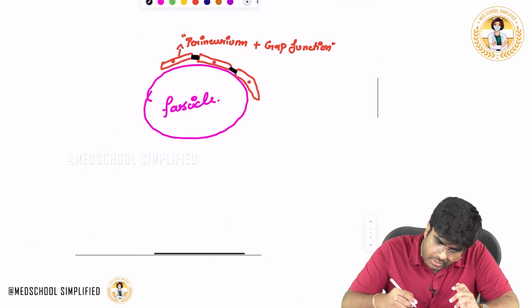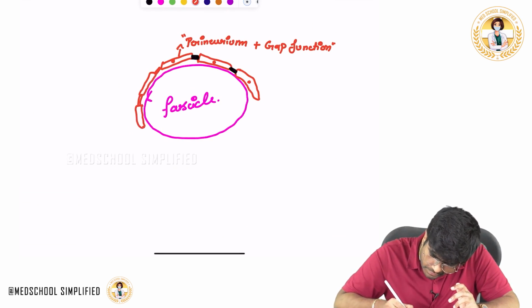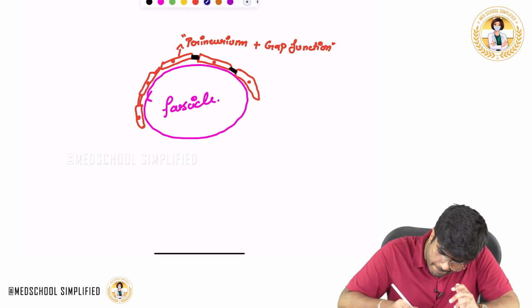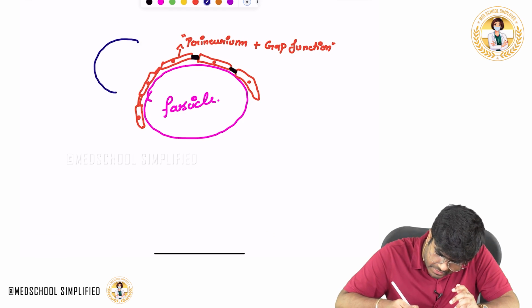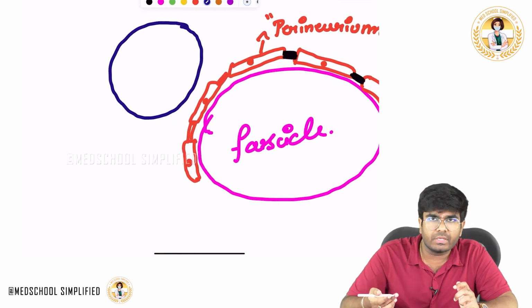Now, for example, let me show you one more blood vessel. Before that, see, here is the perineurium. Now here I am showing you one blood vessel. So imagine this is one blood vessel, one capillary you can say.